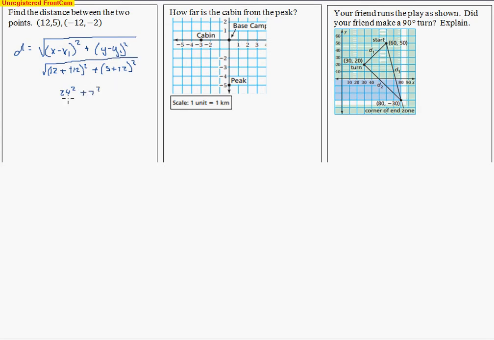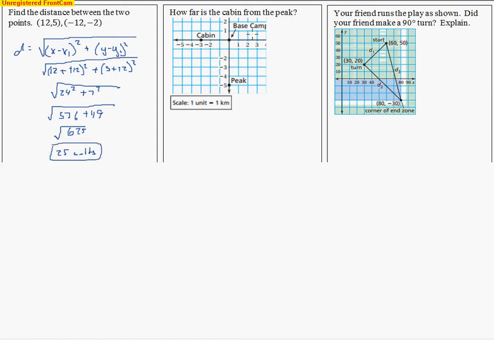And so I square these numbers: 24 squared gives me 576, and 7 squared gives me 49. When I add those two numbers together, that gives me 625. When I take the square root of 625, that's going to be the distance, and that distance is 25. So 25 units is my answer.